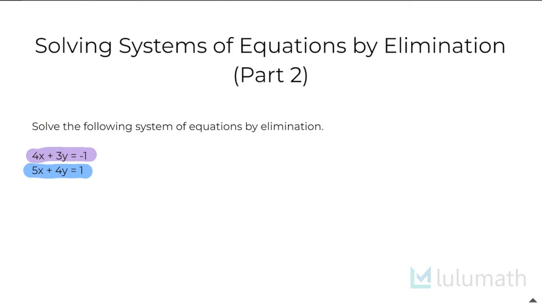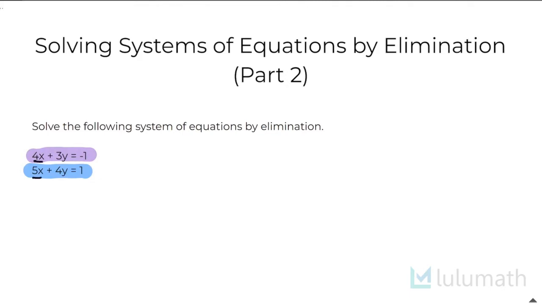If you remember in part one, we had variables that easily eliminated because they were opposites of each other. So the coefficients were opposite values of each other. They would add together to give us 0. For example, we could add 5 plus -5 and we would get 0. They would go away.